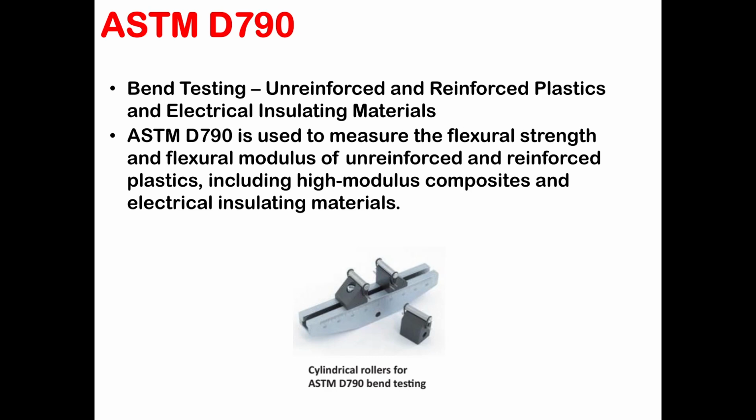ASTM D790 is used to measure the flexural strength and flexural modulus of unreinforced and reinforced plastic, as I said, including high modulus composites and electrical insulating materials. What you see here is the standard roller.